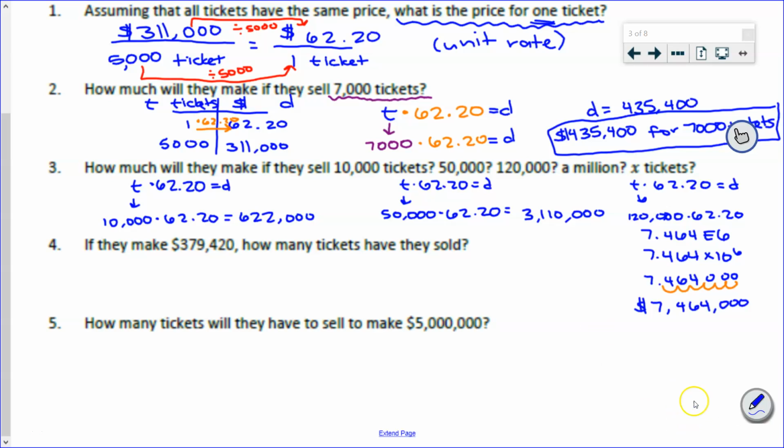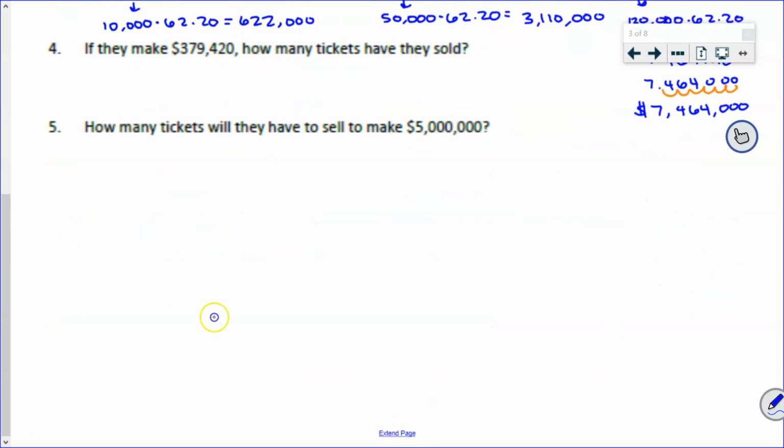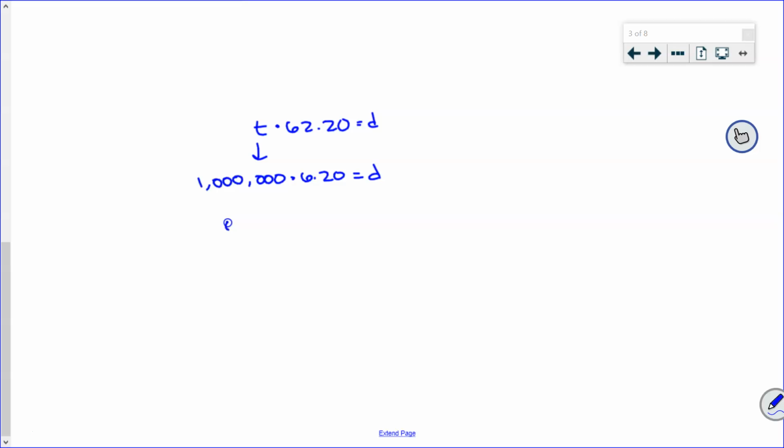All right, and we still need to answer, what about 1,000,000 tickets? So I'm completely out of space for that problem. So I'm going to come all the way down here. T times our 62.20, only this time that T is changing to 1,000,000. Only it's tickets, not dollars. And you can type this into your calculator if you want to. But really, this is going to be $62 million, 200,000.